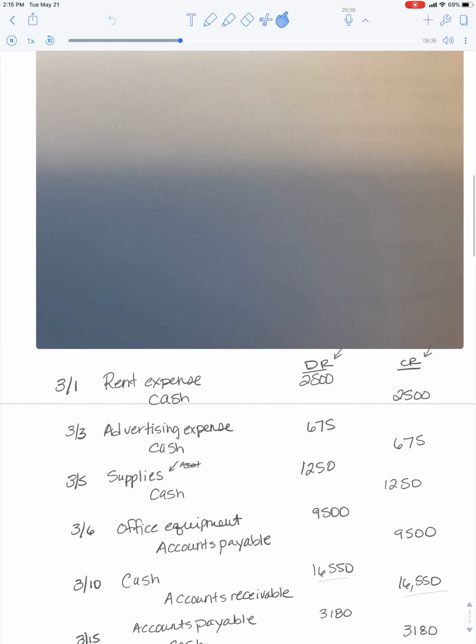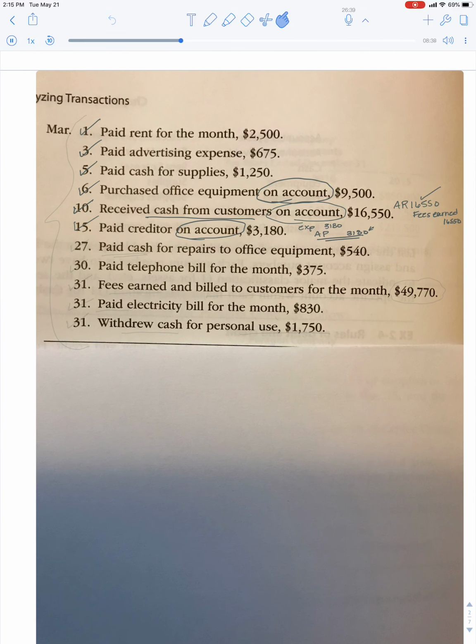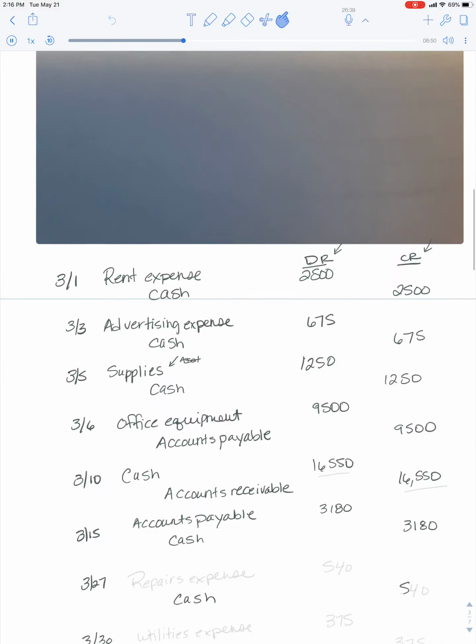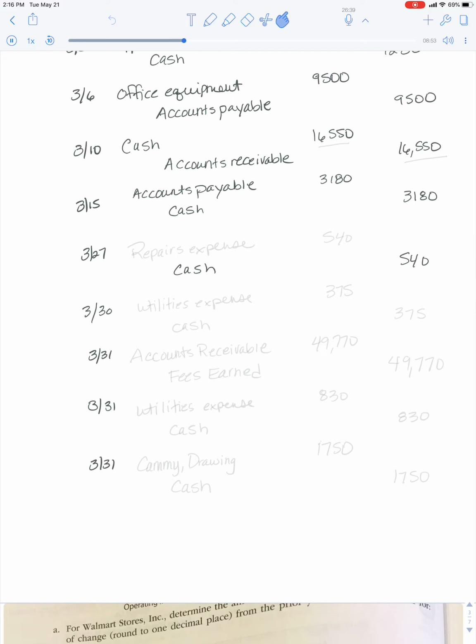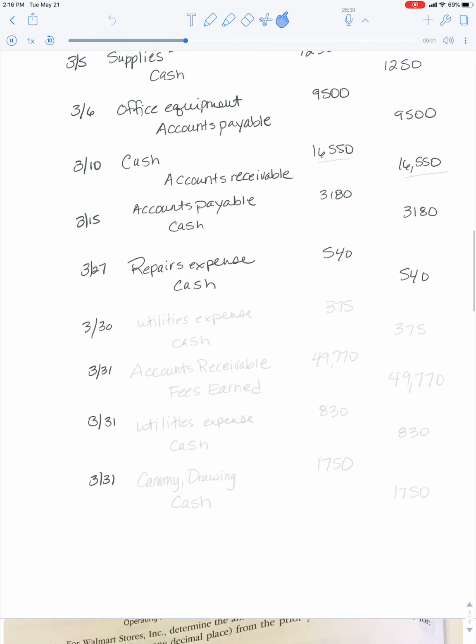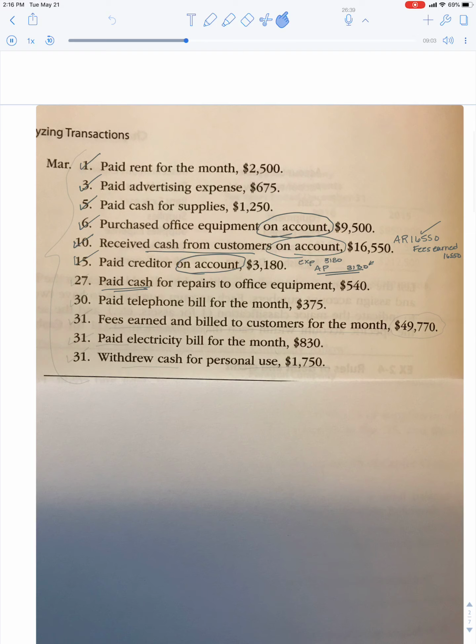Right, on March 27th, we paid cash for repairs to office equipment. So we're paying for some cash with cash. So our cash is going to go down. And we're going to describe what we use that cash for with our debit. So I'm going to say repairs expense. Making sure to maintain balance all the way down.